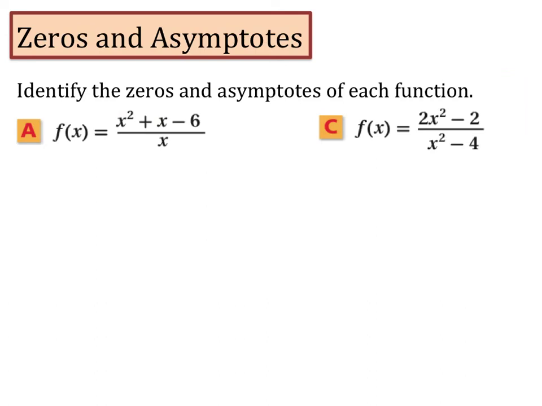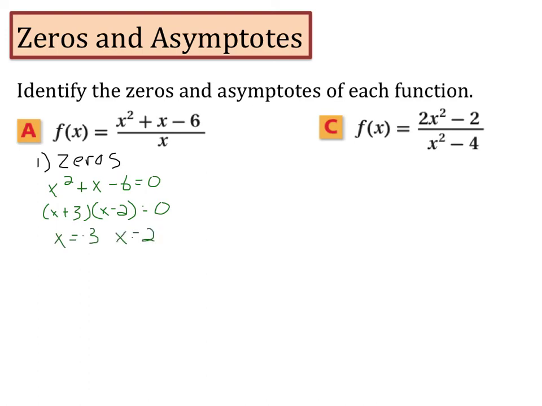Now let's identify the zeros and asymptotes of the following functions. So first, let's find the zeros. Now to find the zeros, I know that I take the numerator and equal it to 0. So I have x squared plus x minus 6 equals 0. I have to factor this. So I have my x's, and I need a 3 and a 2. My 3 should be positive, and my 2 should be negative. So my x values are x equals negative 3 and x equals 2.